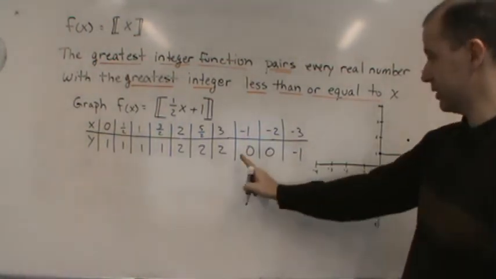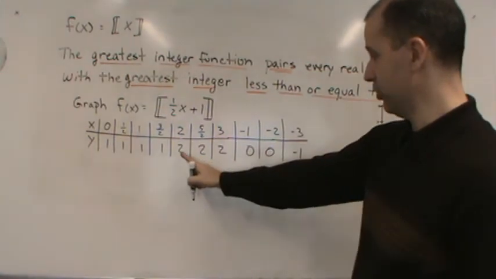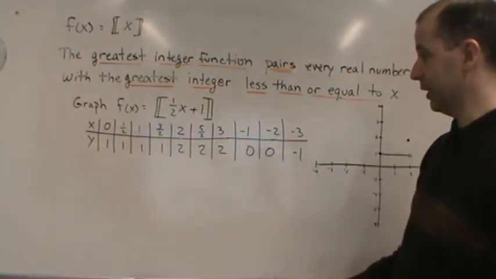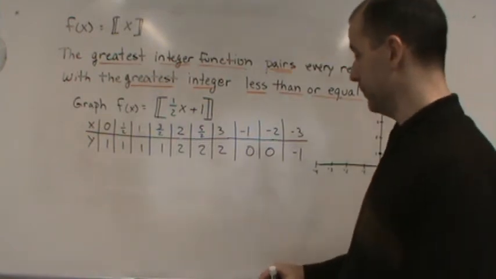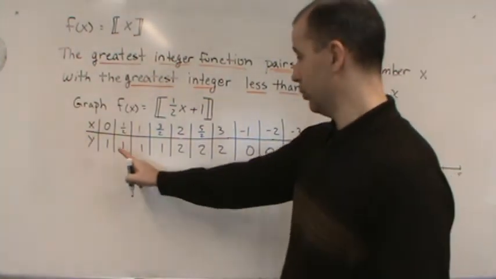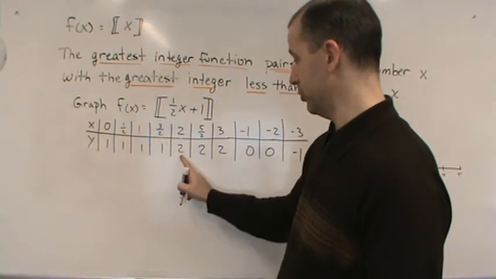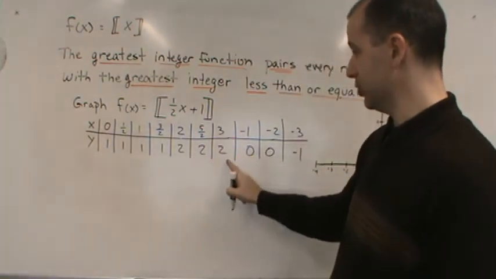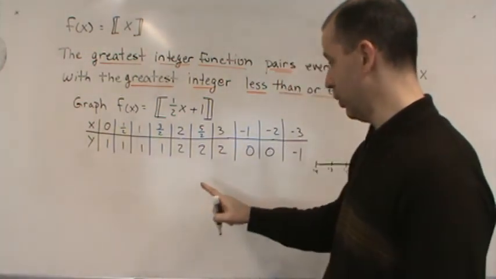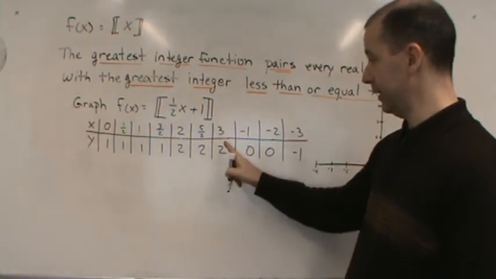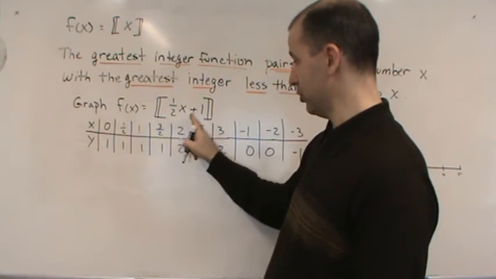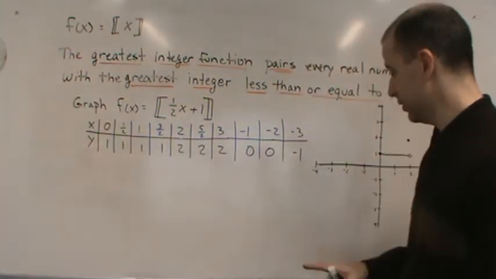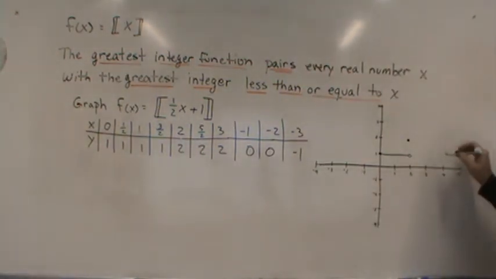Now what it's going to do is stay at 2 until you get to what? We went from 0 to 2. At 3, it's still 2, just like at 1, it's still 1. So what's going to happen? Well, it's going to jump at 4, because 4 times a half is 2. 2 plus 1 is 3. So it's going to jump at 4.